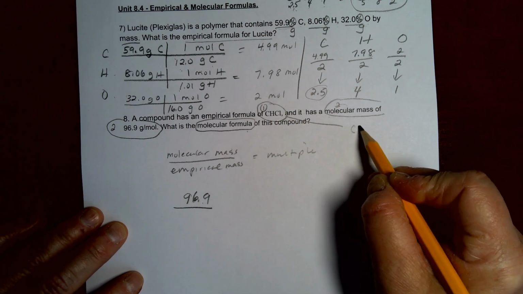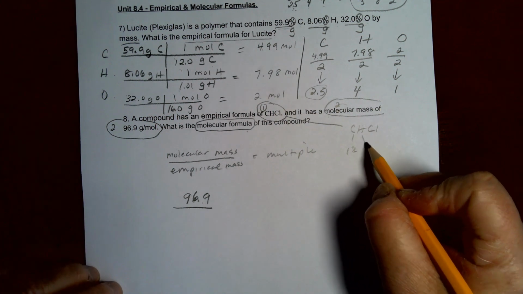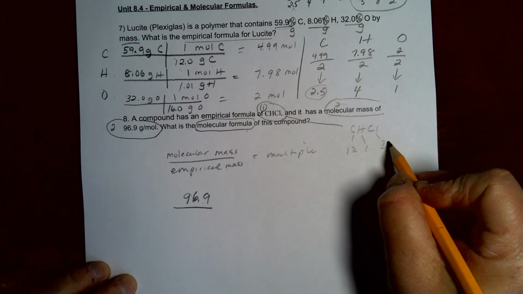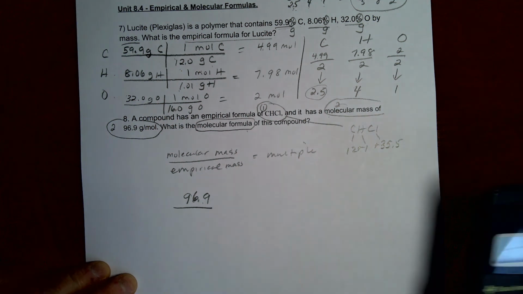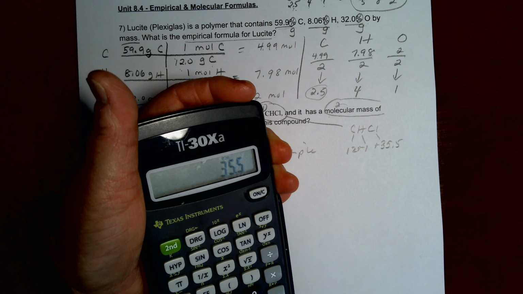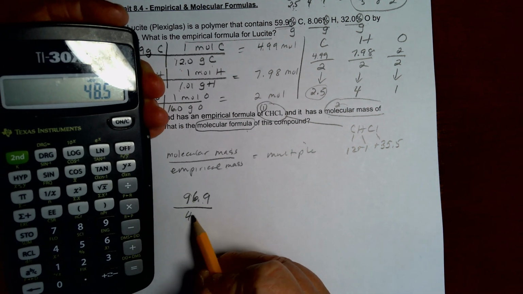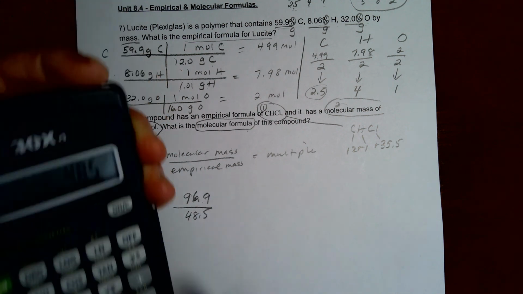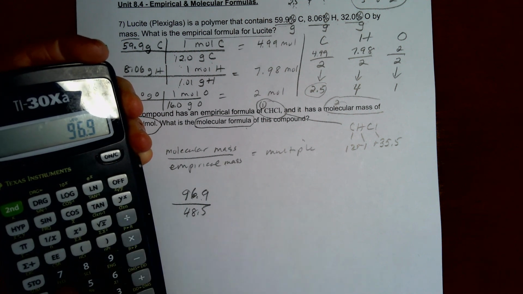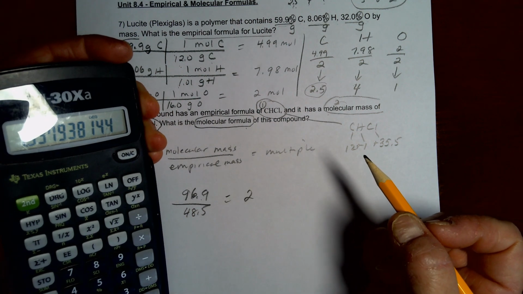We've got CHCl, that's a chlorine. Carbon is about 12. Hydrogen's about 1. I'm going to kind of rough this out. And chlorine from the periodic table is about 35.5. So if we add those up, we get 35.5 plus 12 plus 1. So that's going to give me 48.5. So that mass is going to go in the denominator. And if I divide those, 96.9 divided by 48.5, we get about 2, 1.997. We're going to call that about 2.